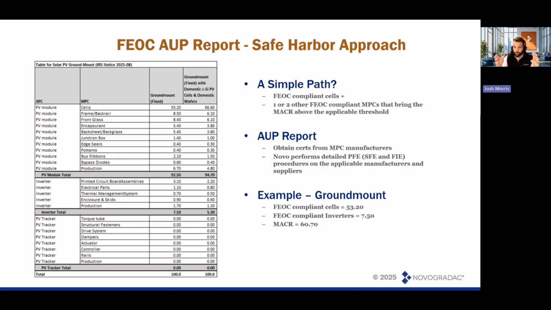Now, what you'd like to do is you would like to not only have the cell be compliant, but maybe a few of the other MPCs as well. So what if the inverter is also made by a non-FEOC entity? That's 7.5 points, right? And so by way of example, 53.2 on FEOC compliant cells, 7.5 on those FEOC compliant inverters. You get to a MACR of 60.7. If you remember on the last slide, through projects that begin construction in 2030, 60 is the hurdle. And so maybe a simple path if you have FEOC compliant cells and FEOC compliant inverters.